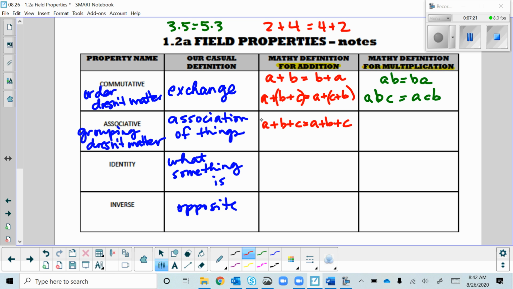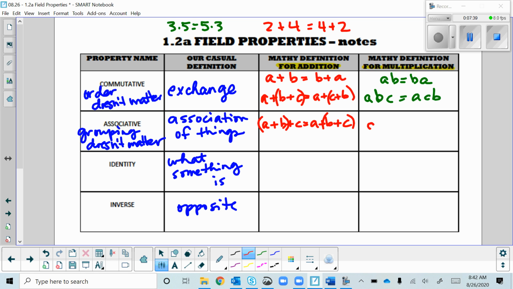So if I group A and B together on the left, it would give me the exact same answer as if I grouped B and C together on the right. That's associative property for addition. And the same thing is true for multiplication.